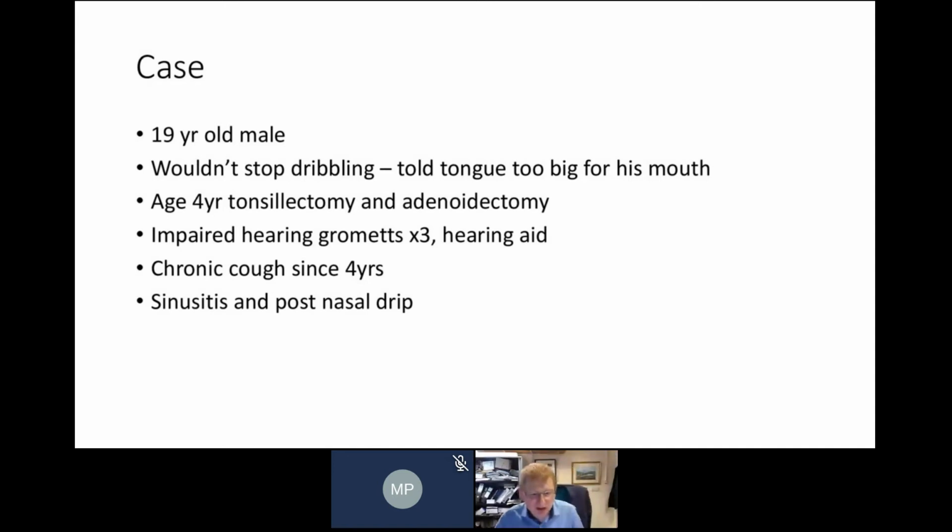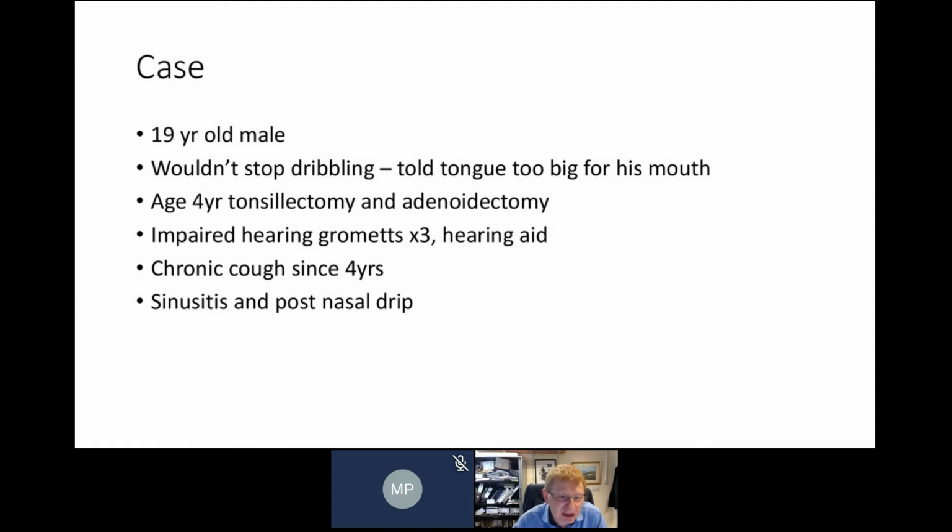So I was going to just come on to a case now. This is a 19-year-old gentleman who was seen in clinic and had a history from very young, where his mum said he wouldn't stop dribbling, and she was told by the medical team that this was because his tongue was too big for his mouth. At 4 years, he had a tonsillectomy, then needed adenoidectomy as well.